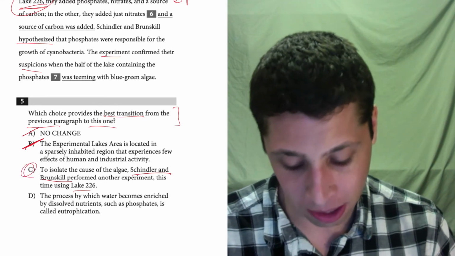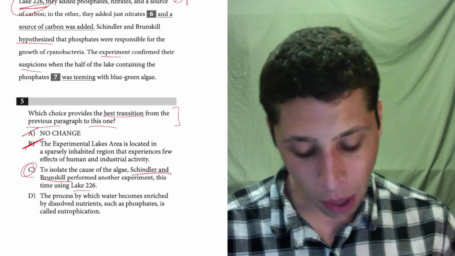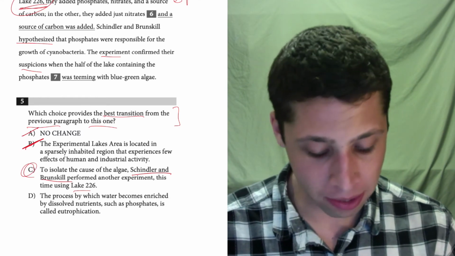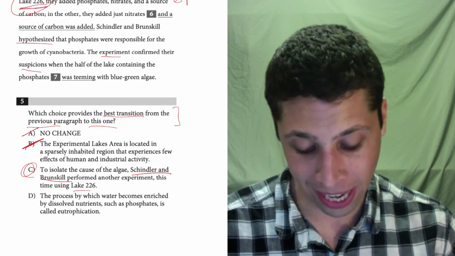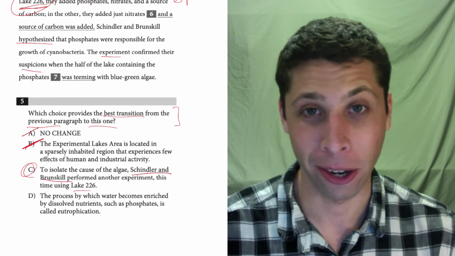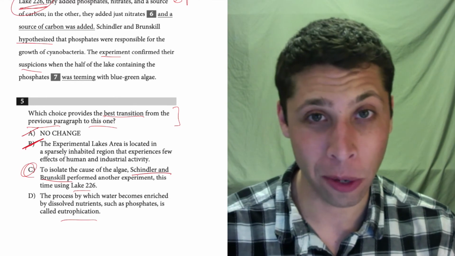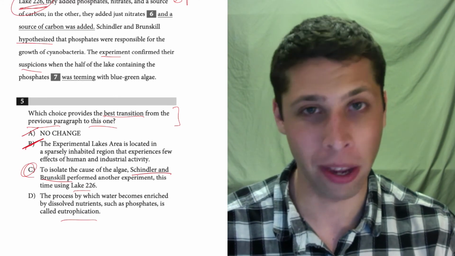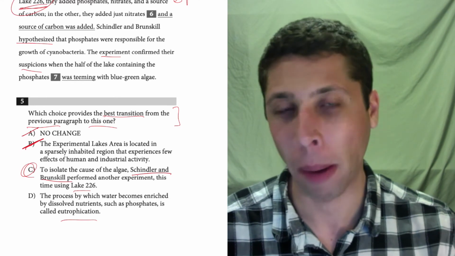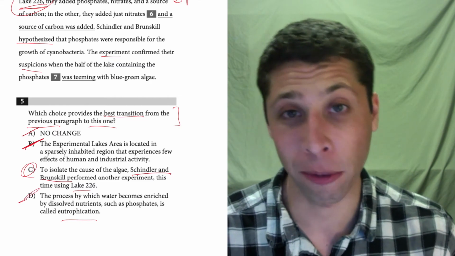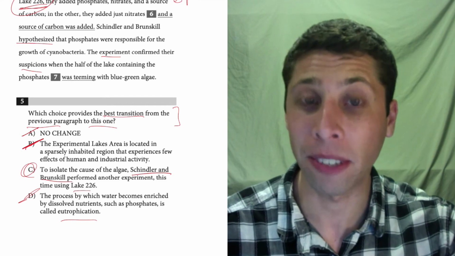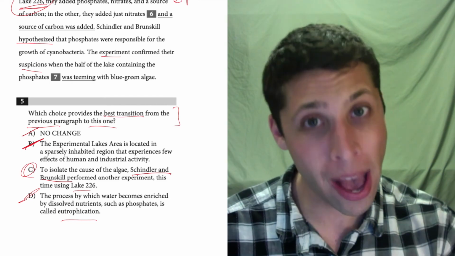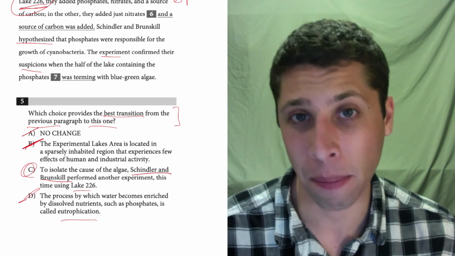A lot of good signs here, but let's look at D. The process by which water becomes enriched by dissolved nutrients, such as phosphates, is called eutrophication, I think. I don't know. One little side note, when you encounter weird words on the SAT, don't bother wasting time trying to pronounce them. They probably don't matter. So this doesn't matter because I don't see that word anywhere else, and it's probably irrelevant. So C matches the dumb summaries that I was coming up with as I went.